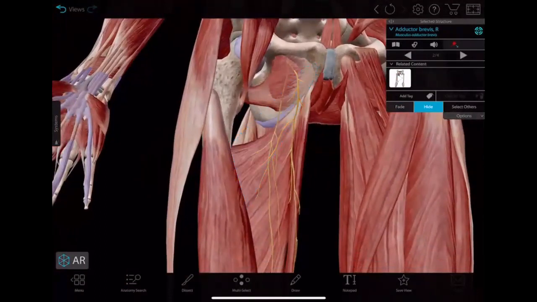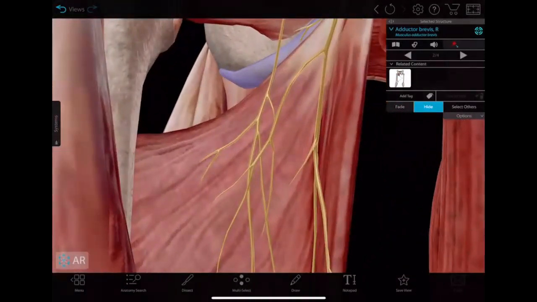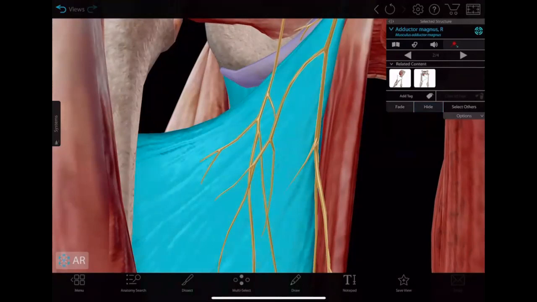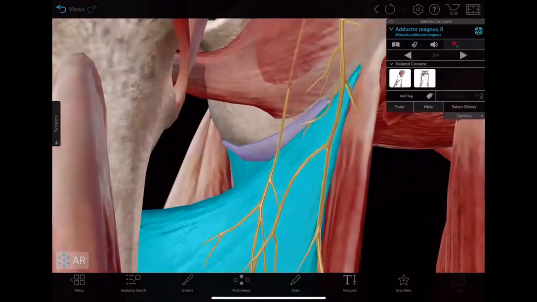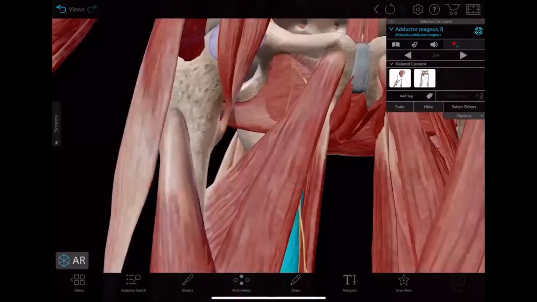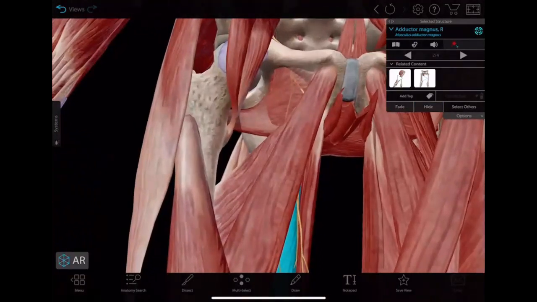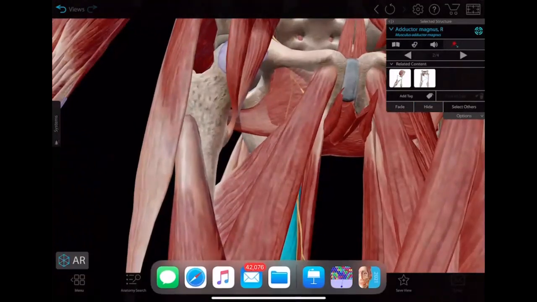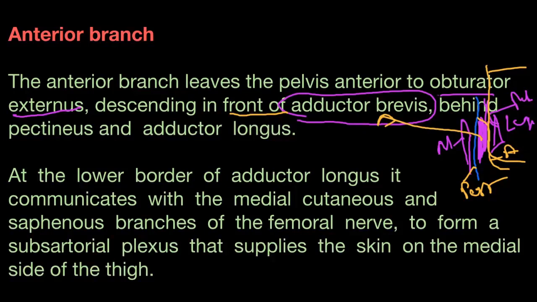If you remove that, there is adductor magnus, right? So that is the related anatomy. At the lower border of the adductor longus, it communicates with the medial cutaneous and saphenous branches of the femoral nerve. Okay, remember that.